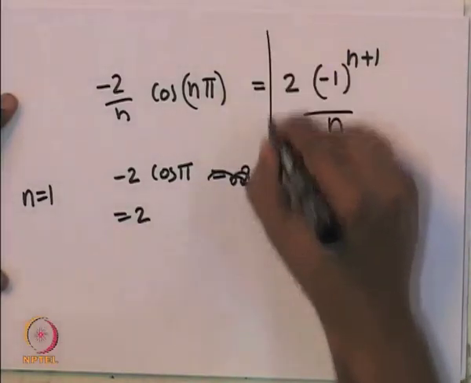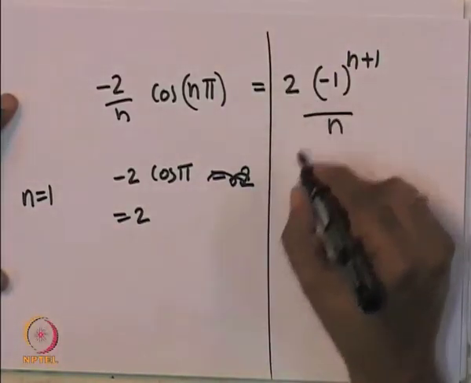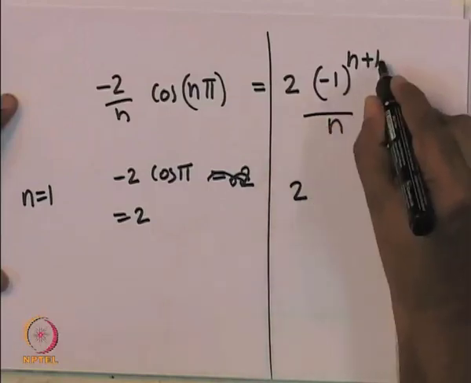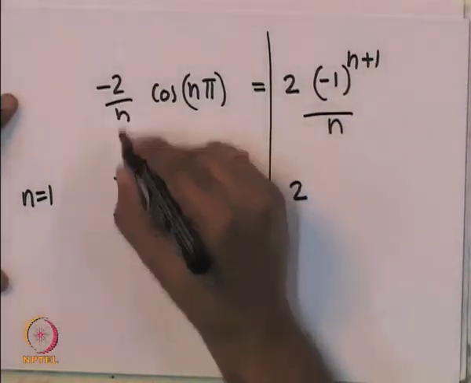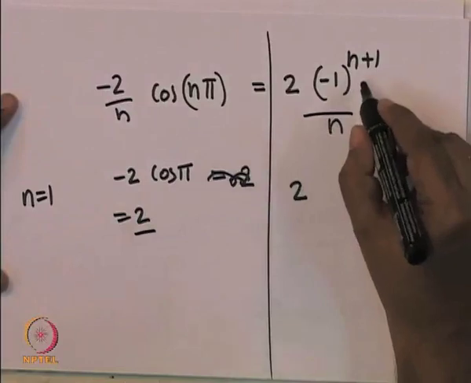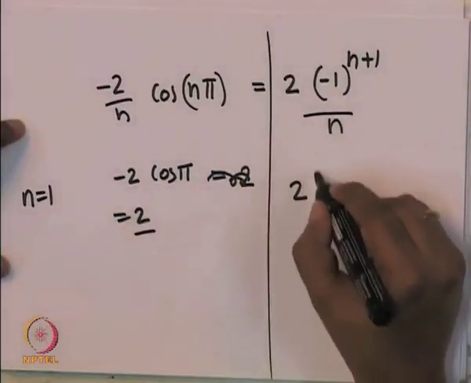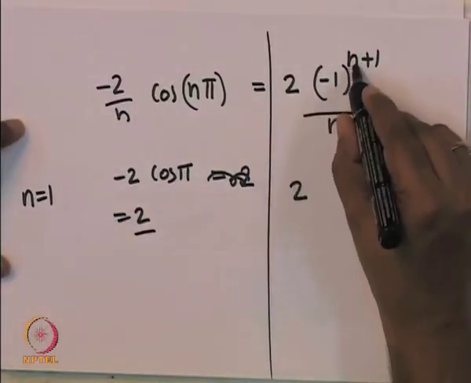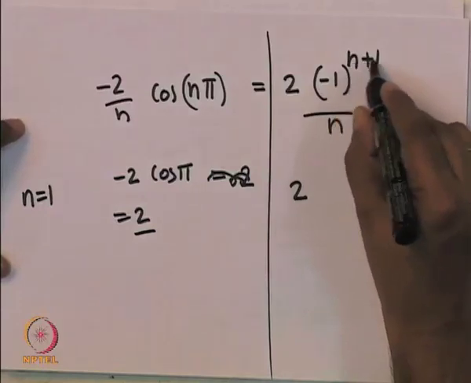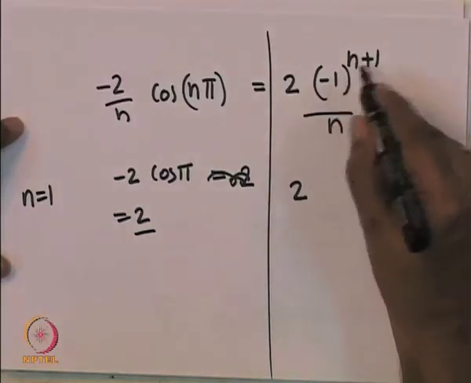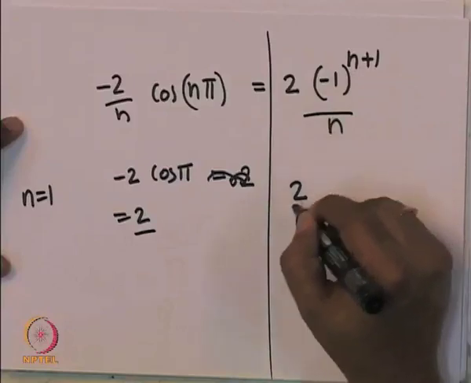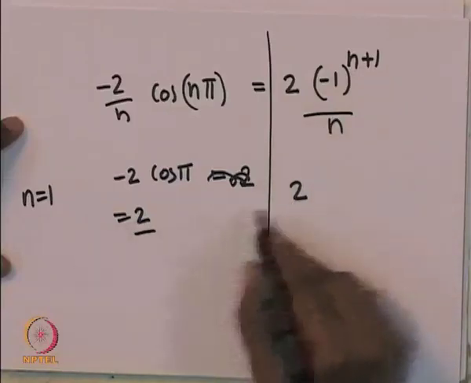Now, what do we get from this side? This side you get 2 into minus 1 whole power n plus 1, divided by n. When n equal to 1, n plus 1 is 2, so minus 1 square divided by n, which is 1. So, you get 2 here also. So, you get both 2.